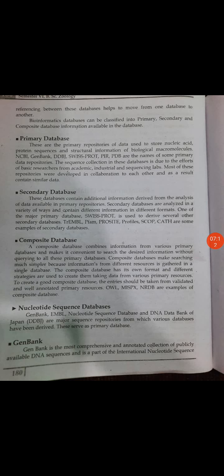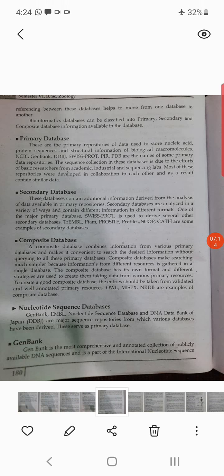Primary. And then secondary, what? The secondary database contains additional information derived from the analysis of data available in primary repositories. So secondary databases are analyzed in a variety of ways and contain different information in different formats. So this is the secondary database.